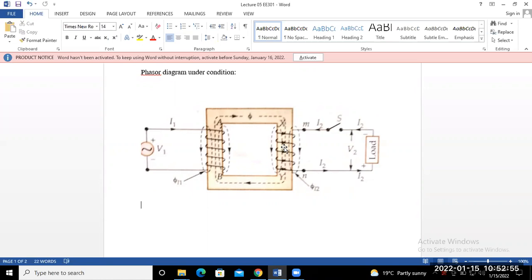What is the lagging load and leading load power factor? So lagging load is when current is lagging behind the voltage by 90 degrees, and leading is when current leads by 90 degrees.